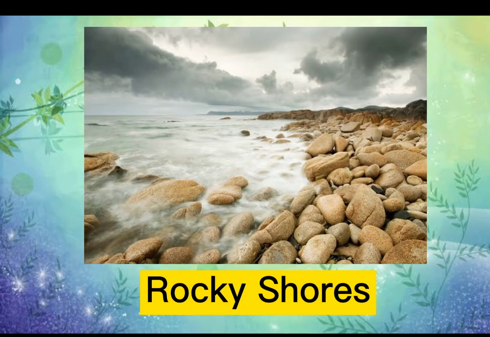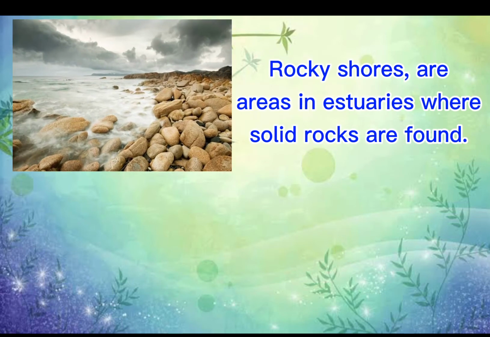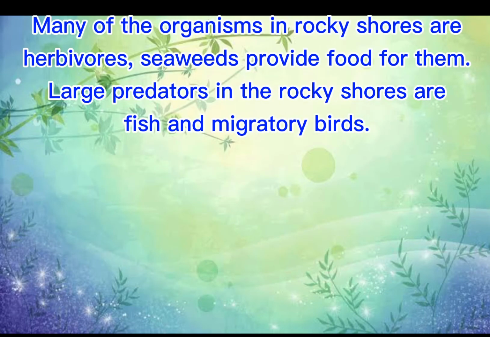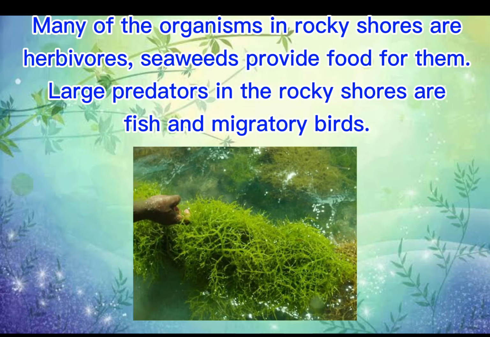Rocky shores. Rocky shores are areas in estuaries where rocks are found. Animals found in the rocky shores are plankton, brittle stars, starfish, hermit crab, barnacles, limpets, mollusks, periwinkle, shore crabs, shrimps, and prawns. Many of the organisms in rocky shores are herbivores. Seaweeds provide food for them. Large predators in the rocky shores are fish and migratory birds.